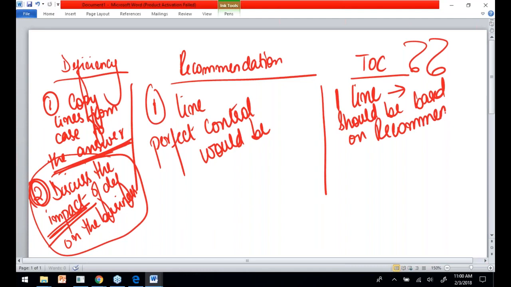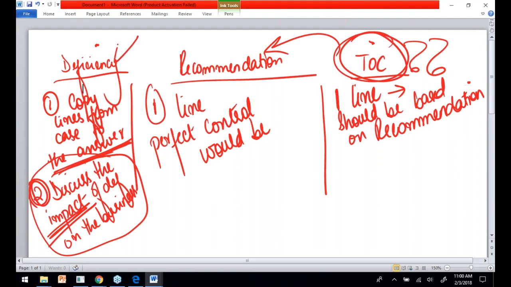The trick to doing this is to ignore the deficiency when you're writing the TOC. For the TOC, only focus on the recommendation, and ignore the deficiency altogether. Just ignore it. You don't even want to look at it. Pick up words from your recommendation, and your TOC should have 3 components. This one line should have 3 components.